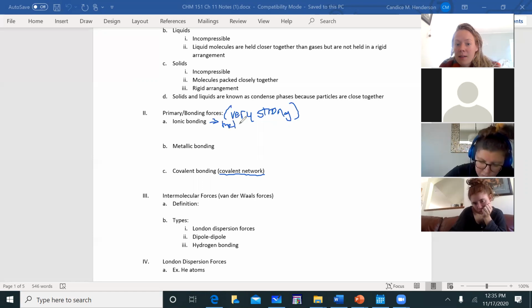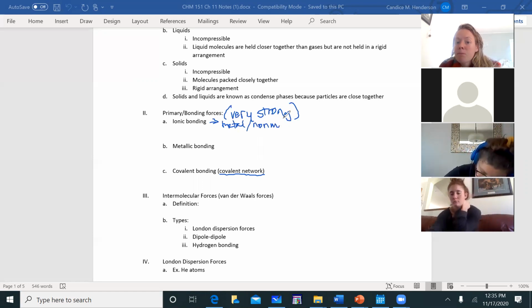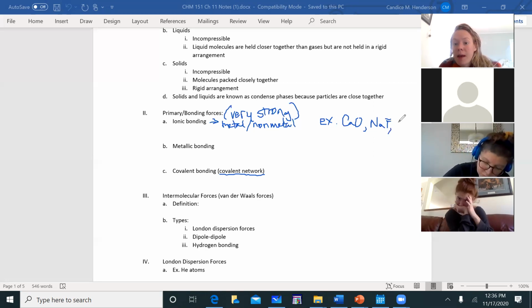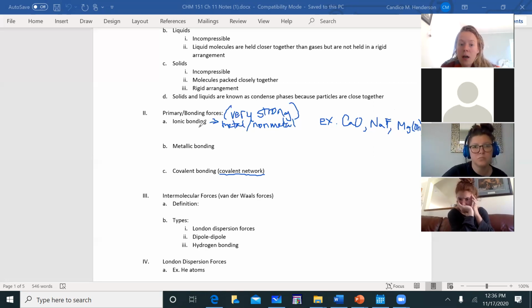It's a metal and a non-metal, or it's a metal combined with a polyatomic ion, or this sort of attraction between our positively charged and our negatively charged ions. So some examples of ionic structures or ionic formulas would be CaO, NaF, or let's throw something in with a polyatomic ion, Mg(OH)2. So we've got a metal combined with something that's behaving as a negatively charged anion. Super, super, super strong ionic bonding.